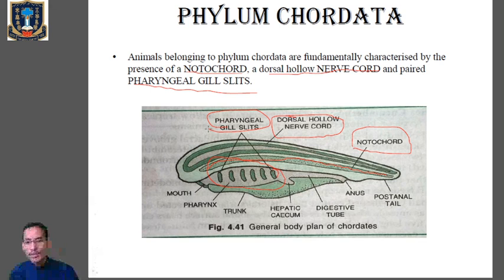These are the most important three features of an organism that must be included under the phylum Chordata. What are those features? First, presence of notochord. Second, presence of dorsal hollow nerve cord, and third, presence of paired pharyngeal gill slits. Clear? So these are the three important chordate features. Now let's see the general characteristics of the phylum Chordata.